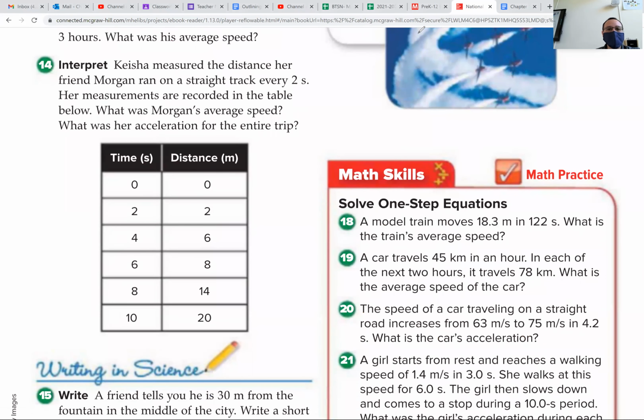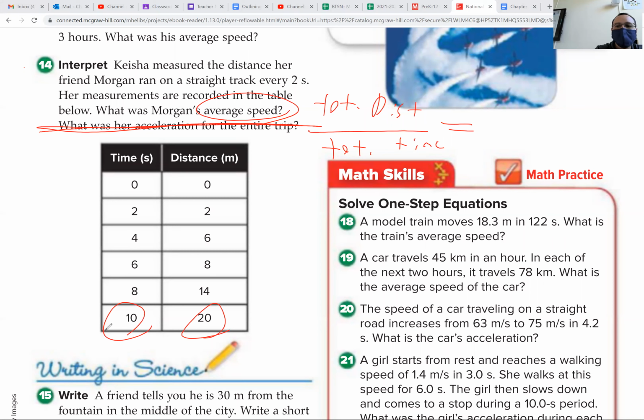So let's look at number 14 here. Our buddy Keisha measured the distance her friend Morgan ran on a straight track every 2 seconds, okay? And her measurements are recorded in this table. What was Morgan's average speed? And then we're not gonna worry about the acceleration for the trip. So remember, average speed, that's total distance over total time, which in this case is just 20 meters divided by 10 seconds.